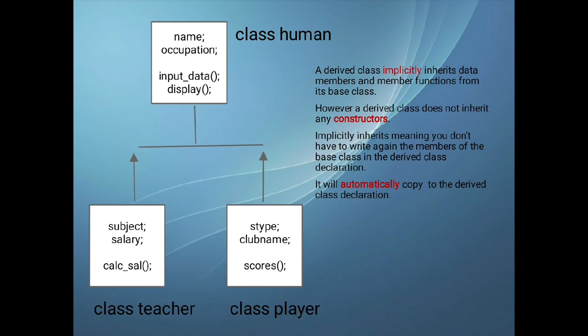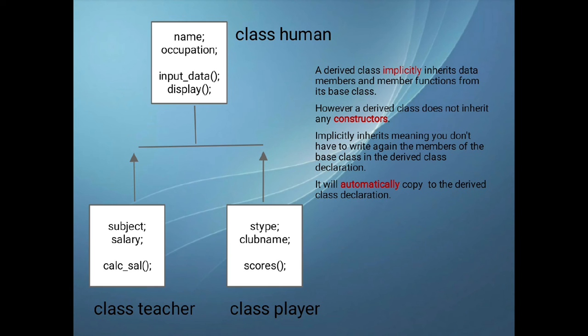Okay, so implicitly here it inherits, meaning you don't have to write again the members of the base class in the derived class declaration. It will automatically copy to the derived class declaration. Okay, let me read once more. Implicitly inherits, meaning you don't have to write again the members of the base class in the derived class declaration. It will automatically copy to the derived class declaration.